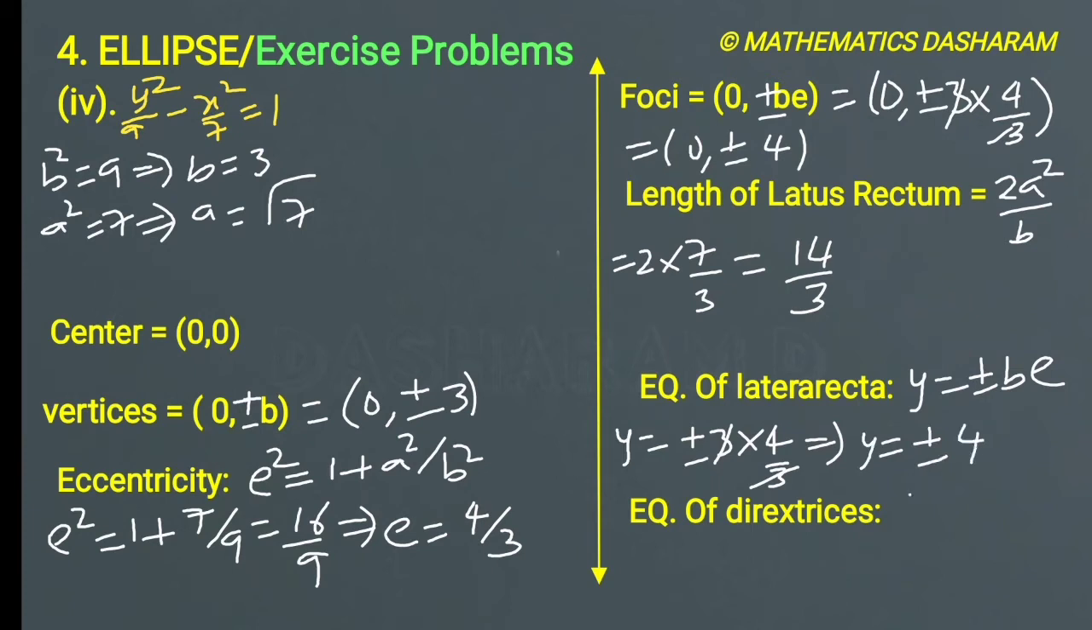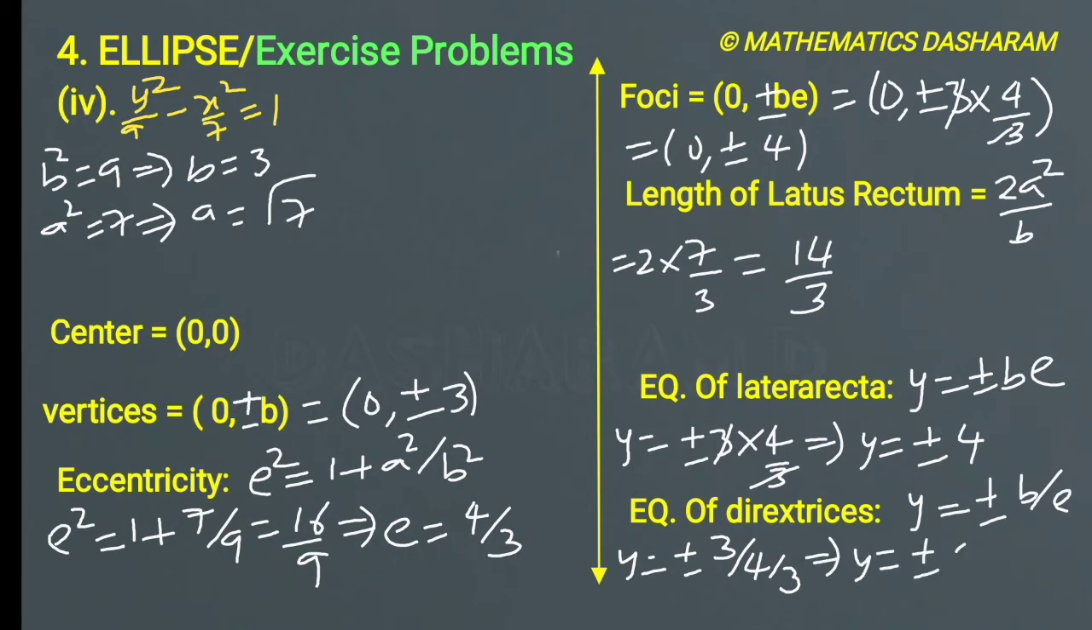Equation of a directrix, that is y equals plus or minus b by e. So y equals plus or minus b value 3 divided by e value 4 by 3. So it implies 3 3s are 9, so 9 divided by 4.